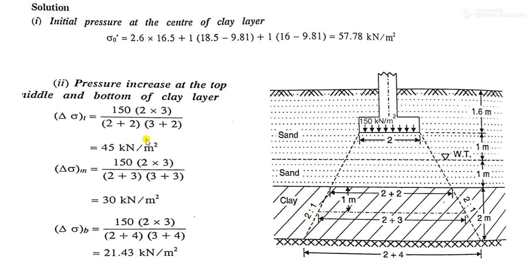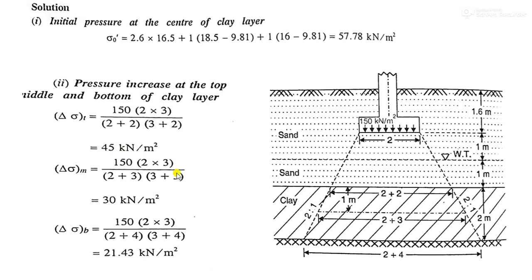So this 2 plus 2 into 3 plus 2 is the area at the top position of the clay layer. The area is 2 plus 2 into 3 plus 2, and the load is 150 into 2 into 3, which is coming from the footing. So therefore the top position stress is 45 kilonewton per meter square.